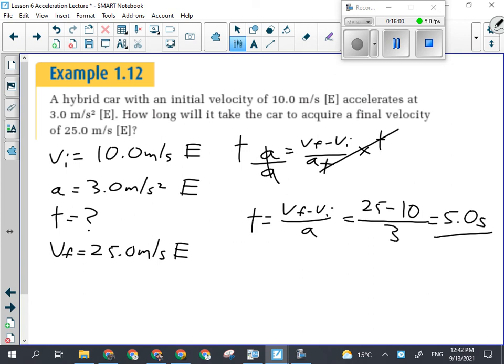Okay? 5.0 seconds. 2 significant figures, because that 3.0 only had 2. Okay? Do I need a direction on that? No, time is scalar. I don't need a direction on that.